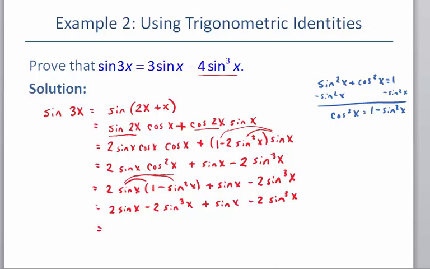And if we combine like terms, I think we are almost done. So we have a 2 sine and we have a 1 sine, which together makes 3 sine x. So that takes care of those two terms. And then we have a negative 2 sine cubed and a negative 2 sine cubed, which adding those together will make a negative 4 sine cubed of x. And that is what we wanted to end up with for this problem.